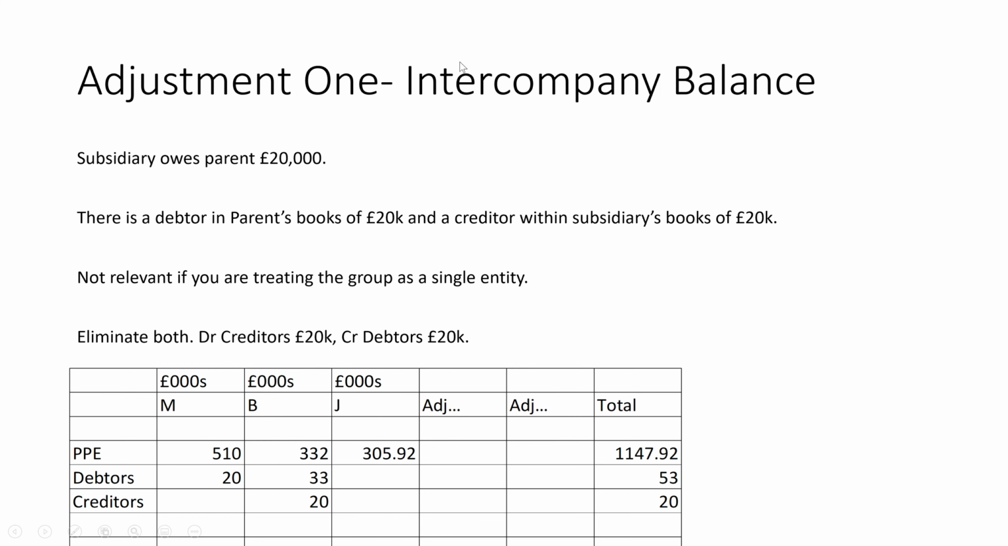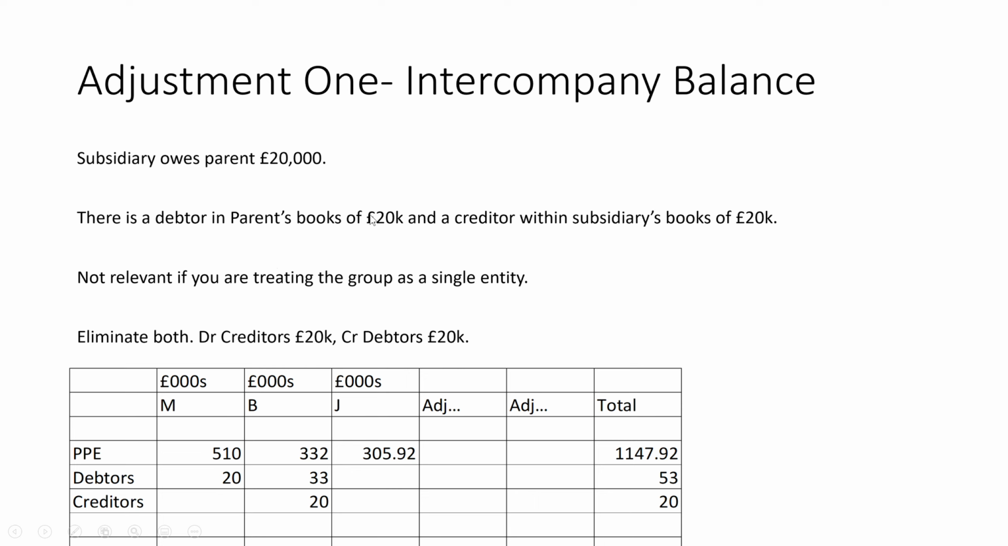So let's look at the first type of adjustment that occurs, and that's where you have intercompany balances. Within the group, one company owes another company money. So for example, a subsidiary owes a parent 20k. That means that in the parent's books there's going to be a debtor of 20k, and in the subsidiary's books there's going to be a creditor of 20k. Okay, and as an external investor, you don't care about those balances in between them because they should net off to zero.